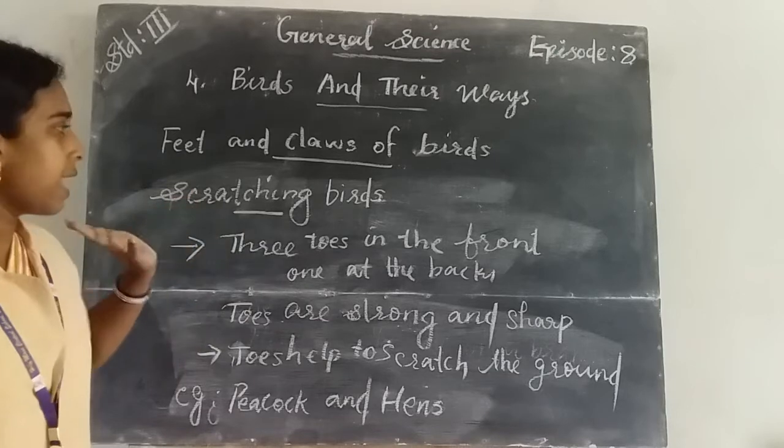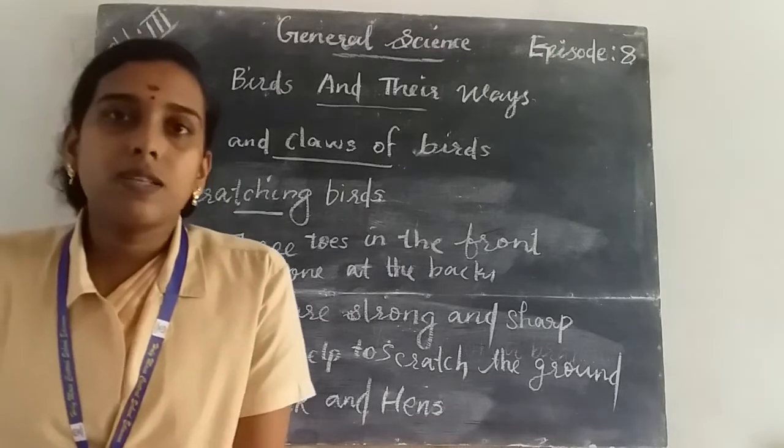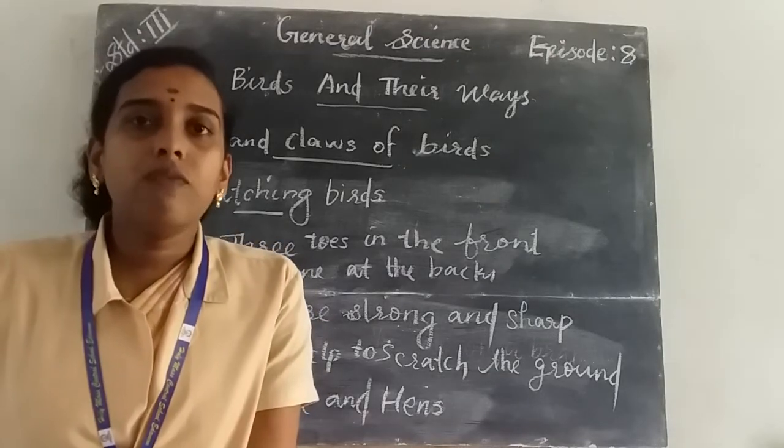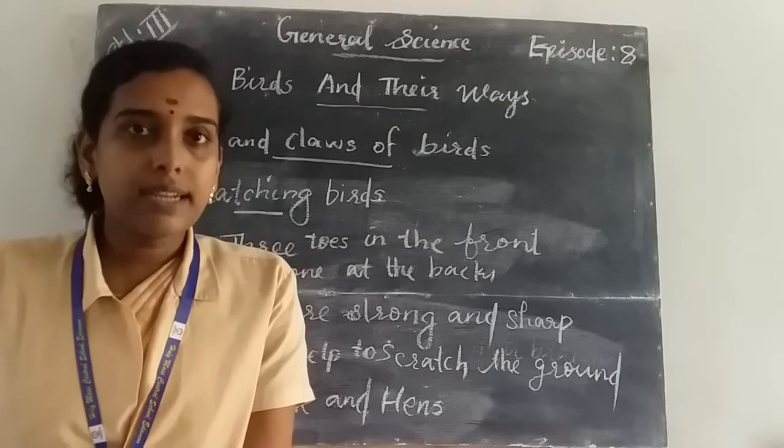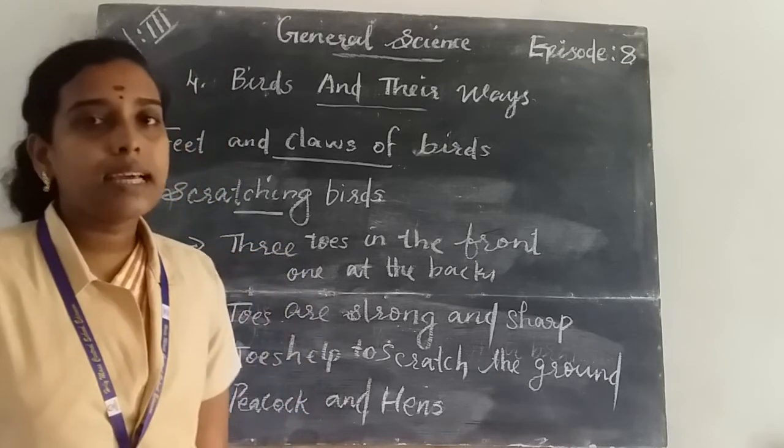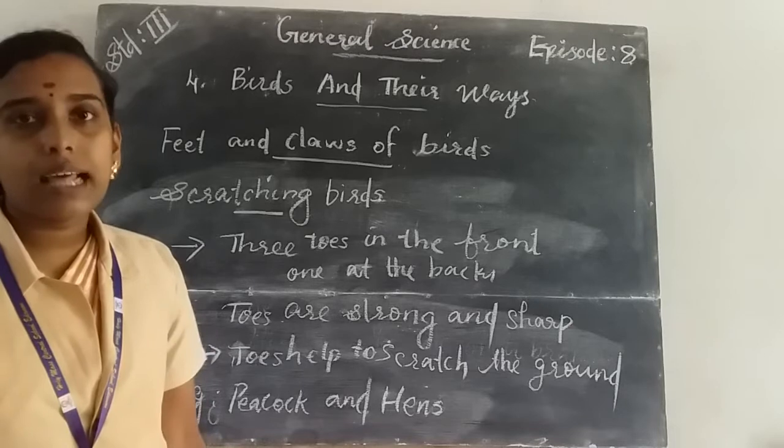And the next one is scratching birds. Scratching birds also have 3 toes in the front and 1 at the back, and they use their toes to scratch the ground to find insects, worms and other animals.